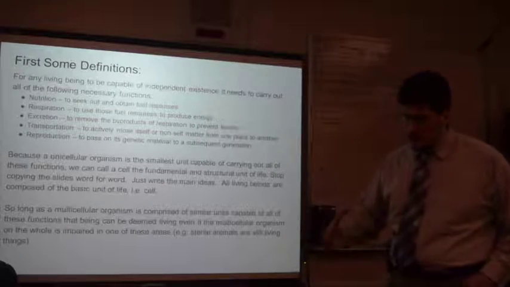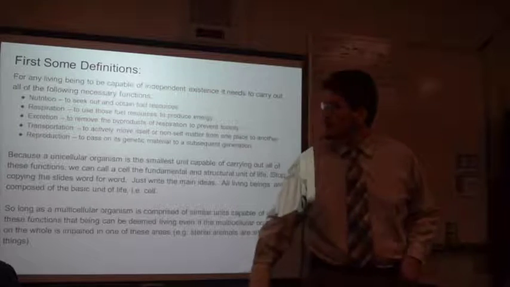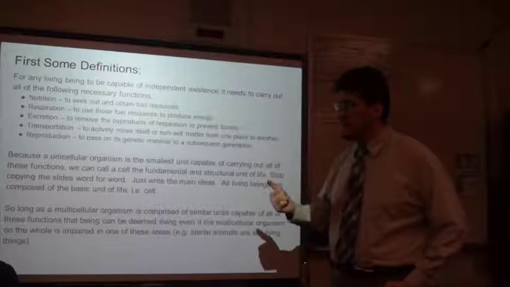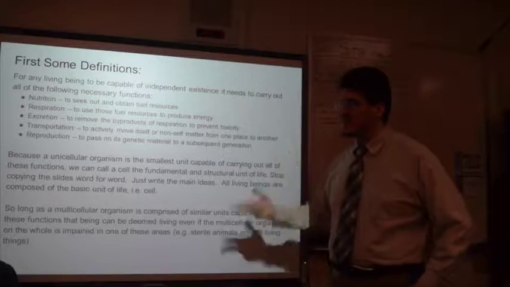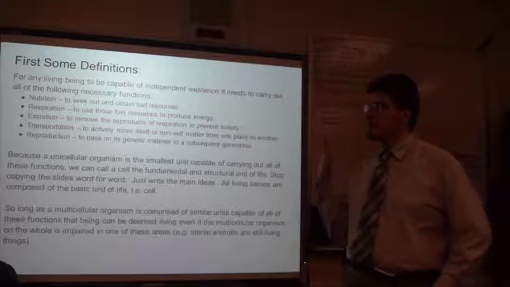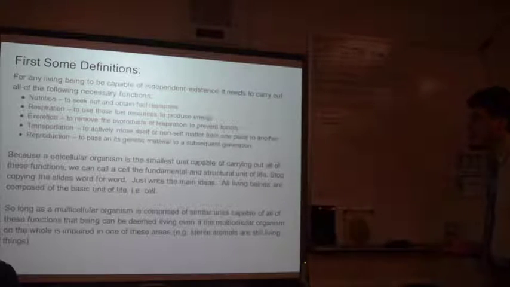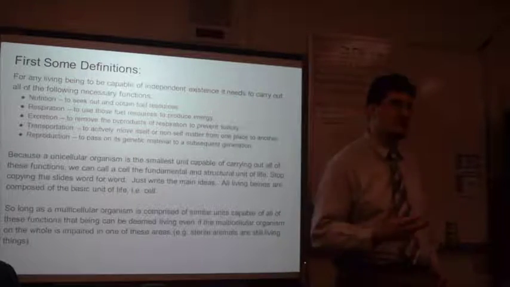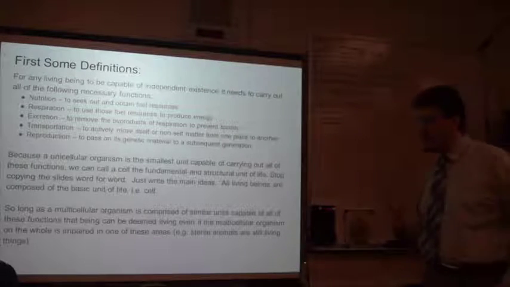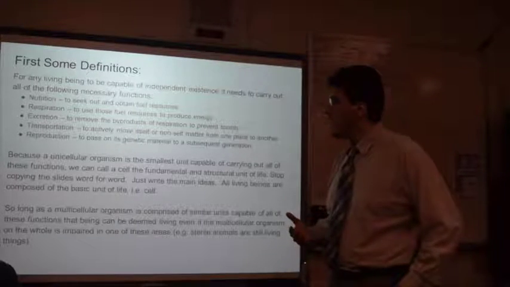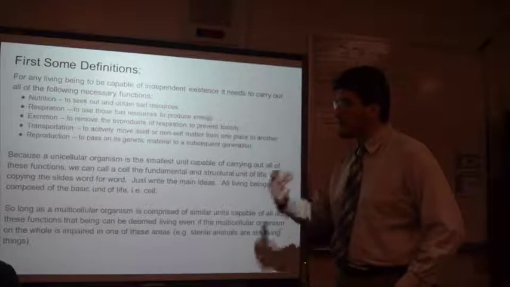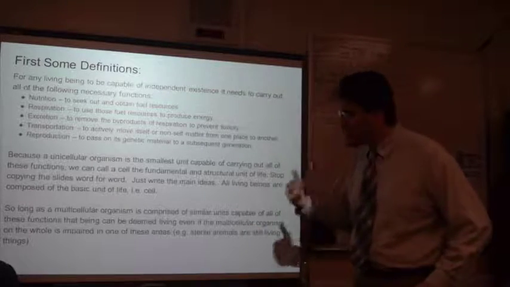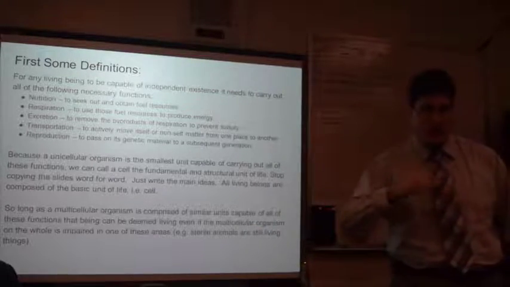The definition of life. It must do the following things. It must eat. It must respire. It must excrete. It must transport. And it must reproduce. It must obtain fuel resources. It must use those fuel resources to make energy for itself. It must excrete waste products. And it must transport, actively move things from one place to another. And it must reproduce. It must be able to make more of itself.